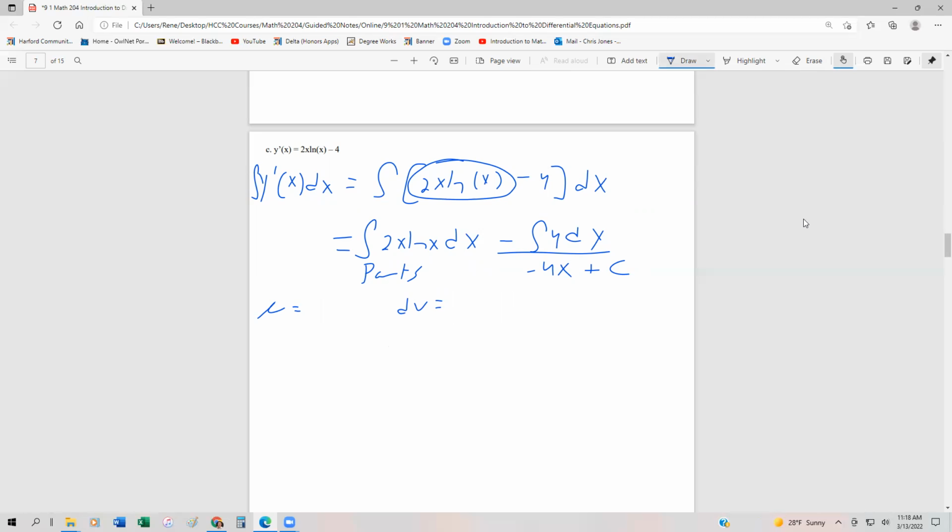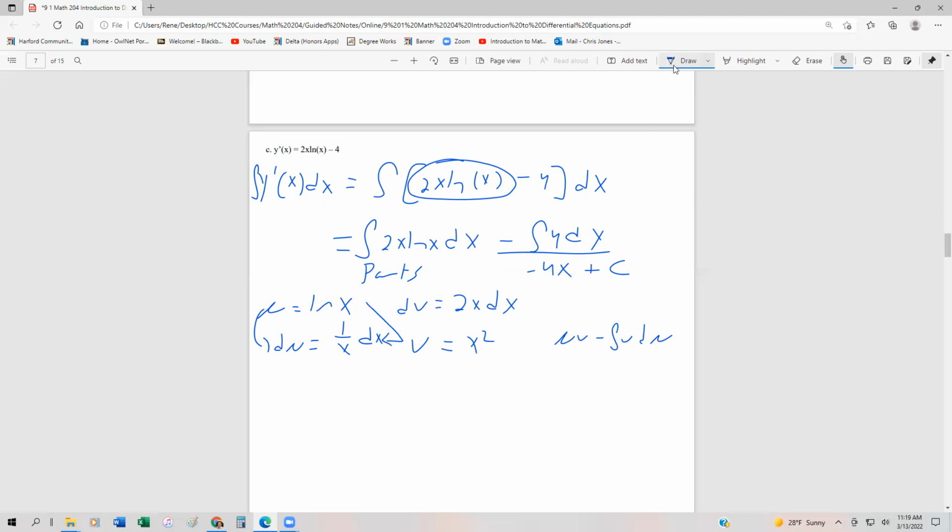You probably remember this one from our assignments and our exam. So u is going to be equal to ln x, and then dv is going to be 2x dx. Remember, by parts, you find the derivative, so the derivative of ln x is 1 over x dx, and then you find your antiderivative of 2x, which is 2x squared over 2, or just x squared. And now we just remember our formula for integration by parts: it's uv minus the integral of v du. And so we know uv and then v du.